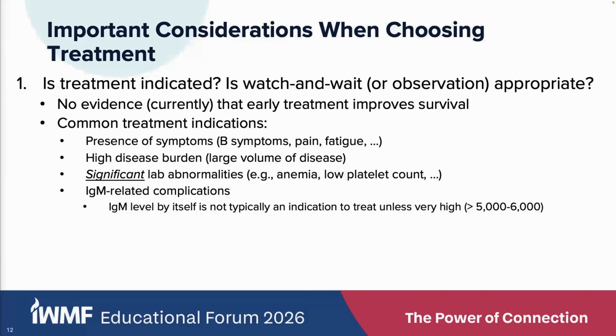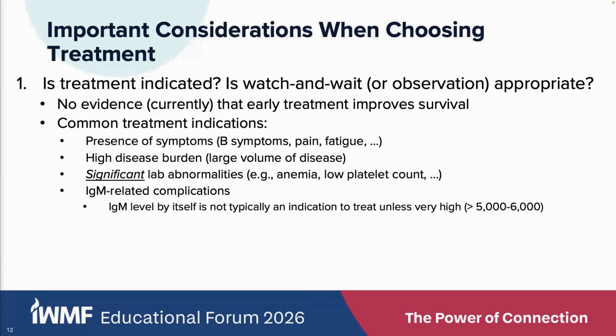The third one, if there are significant lab abnormalities. So not just any lab abnormalities, they have to be significant. So mild anemia is not typically considered significant, but a hemoglobin level less than 10 we consider significant because we expect patients to have symptoms at that point. A platelet count less than 100,000, for example, we consider significant. And there are other values too, but the point is not just any abnormal labs, they have to be significant enough to warrant treatment.